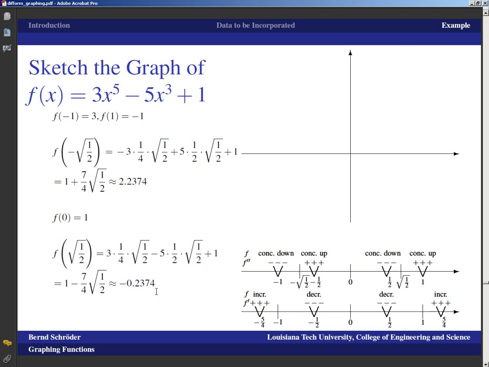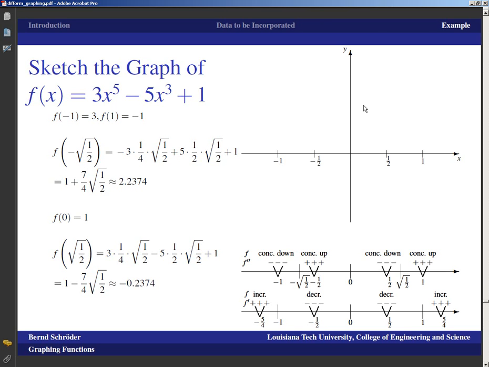And based on that, we can set up our axes. The x-axis should certainly contain the points where some interesting stuff happens, which is between negative 1 and 1. So we're looking at negative 1, negative 1/2, 1/2, and 1.